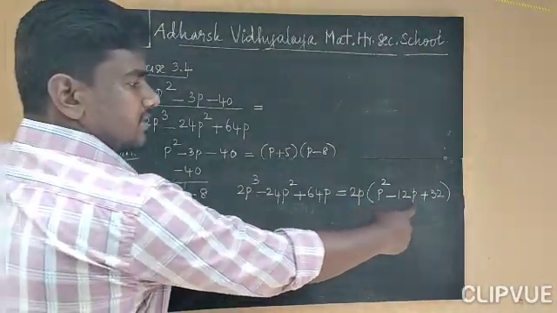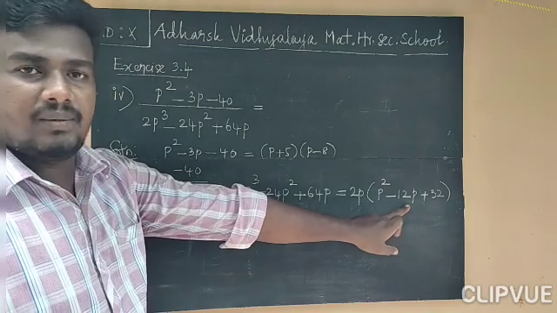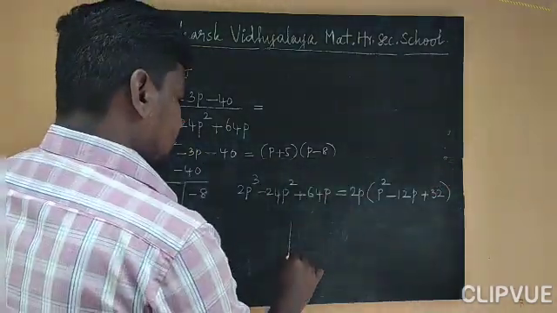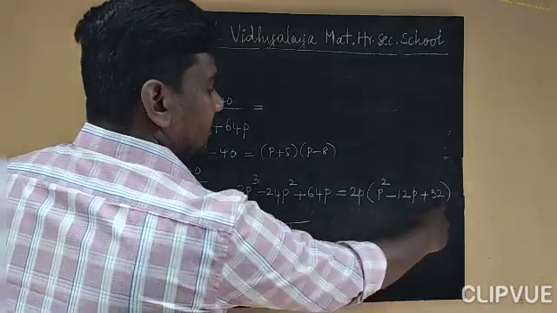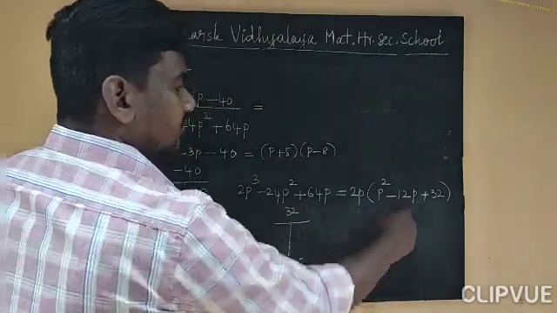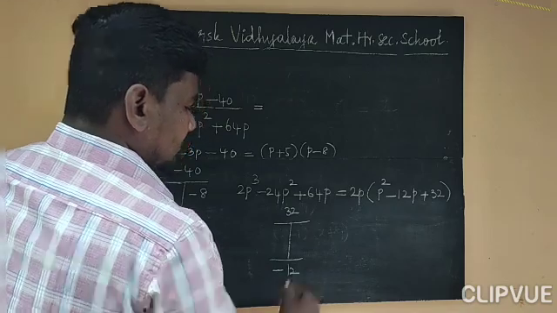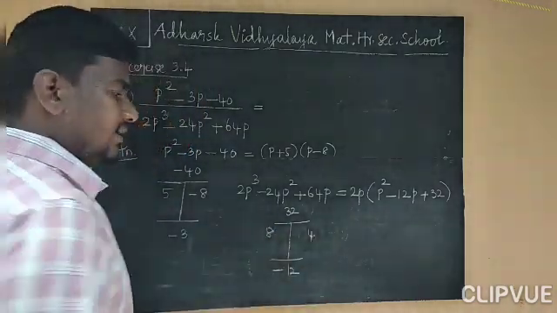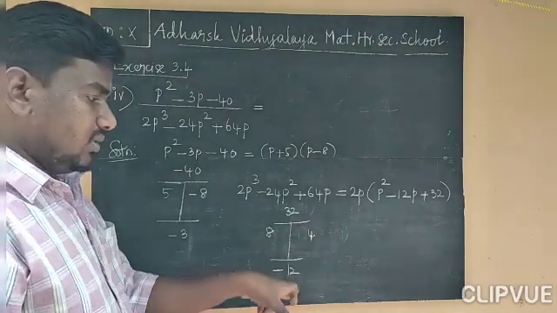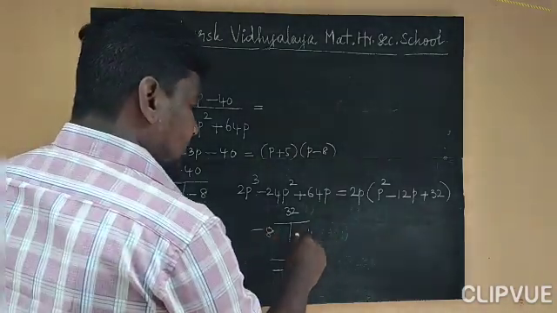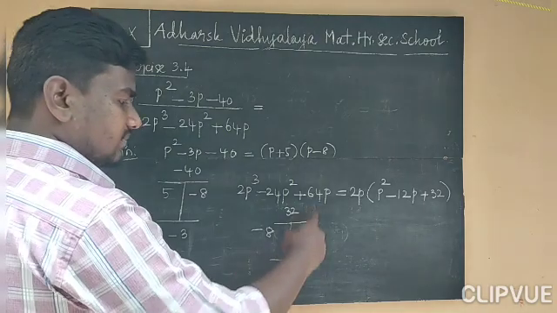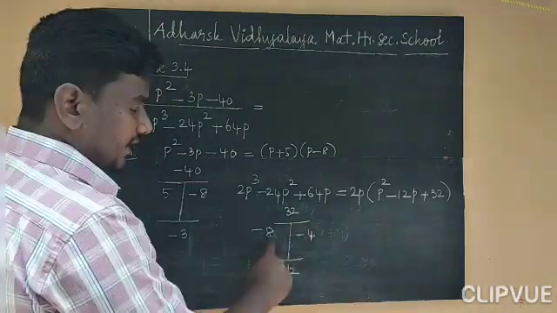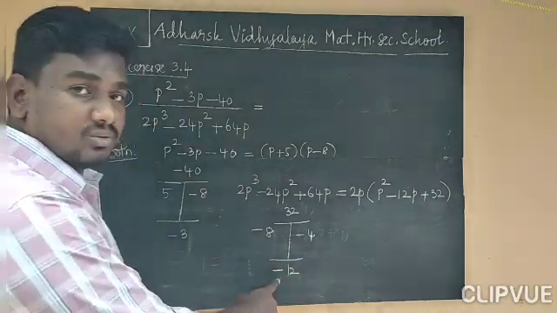So p square minus 12p plus 32. This is the quadratic polynomial. So I am going to find the factors of this quadratic polynomial. So here the product of two numbers is 32. Sum of the same two numbers is minus 12. So what are they? 8 fours are 32, 8 into 4 is 32. 8 plus 4 is 12. So we can assign minus for both numbers. Minus into minus is plus, and when we add them we assign the minus sign and add them. 8 plus 4 is 12, minus sign given.